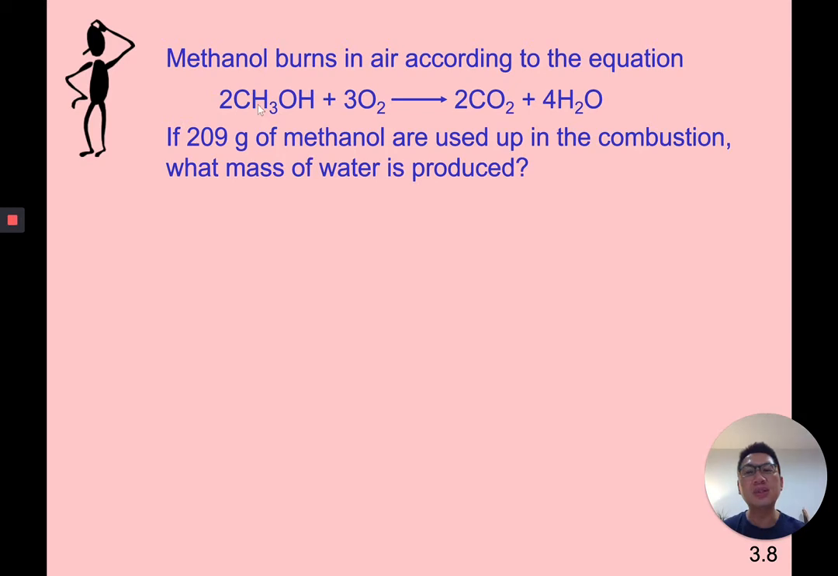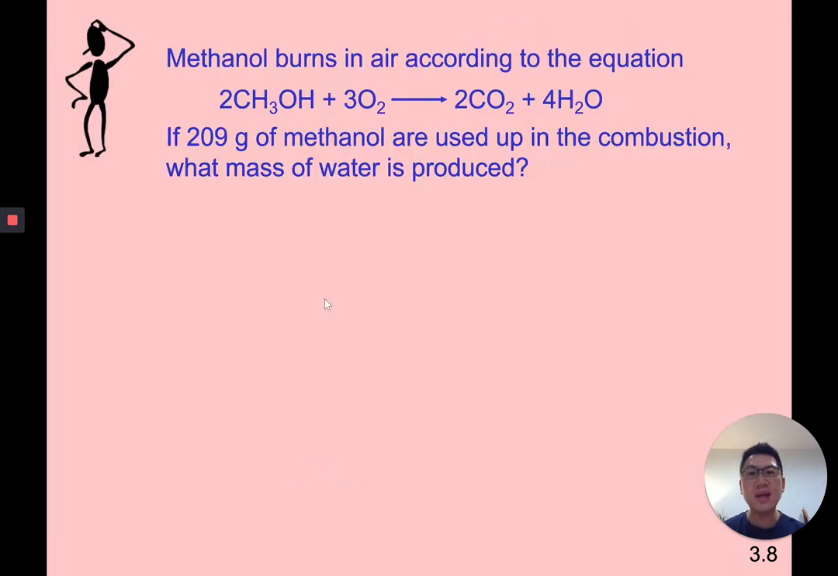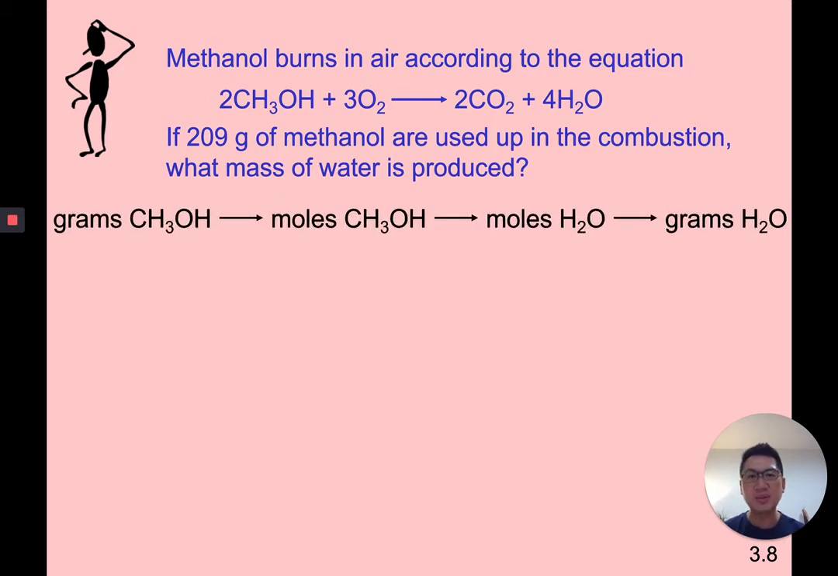Then I know 2 moles of methanol makes 4 moles of water. And then, the last step, I have to convert moles of the quantity sought, in this case the quantity I'm trying to find, into desired units. What I'm trying to find is the mass of water, so I have to change my moles back into grams. So this is what we're trying to do: change my grams of methanol, which I'm given as 209, into moles, then change my moles of methanol into moles of water, then change my moles of water into grams of water. That's my overall general plan.